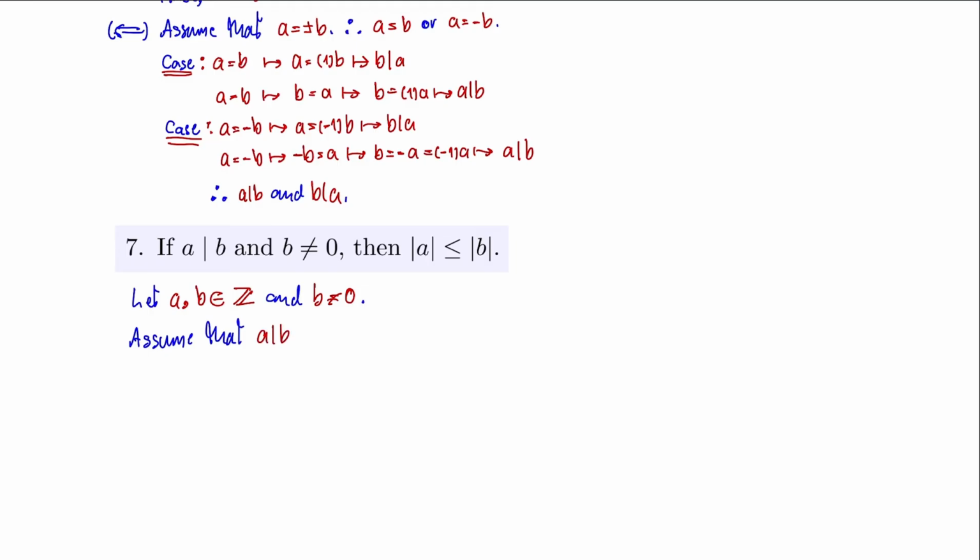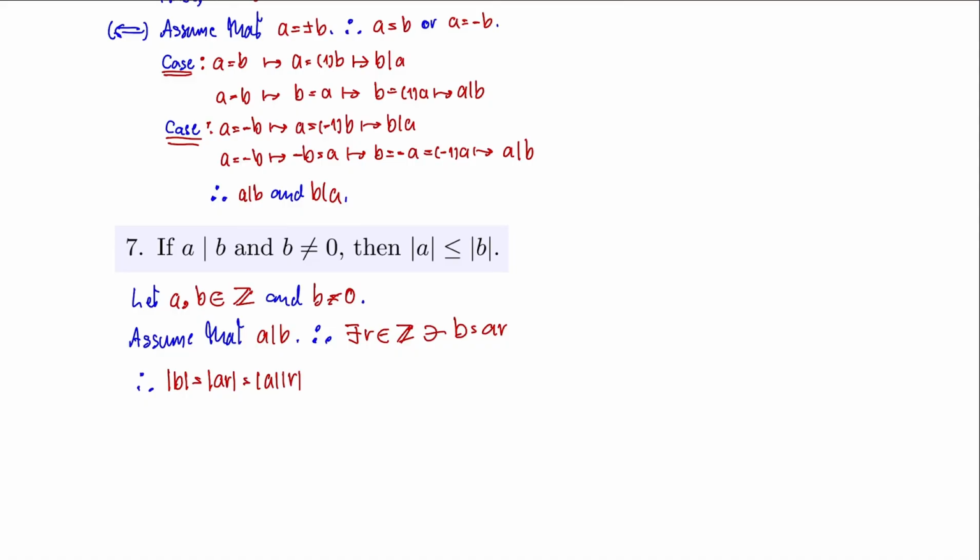Let's assume that A divide B. Okay, what happened when A divide B? So there exists an integer R such that B equal to AR. Okay, B equal to AR. So A divide B, right, in this equation. And then what do we have here? Okay, let's write absolute value. So absolute B equal to absolute of AR, which is absolute A times absolute R.